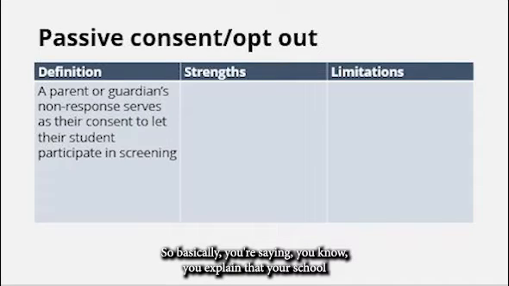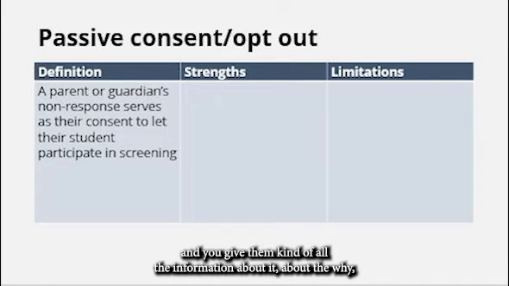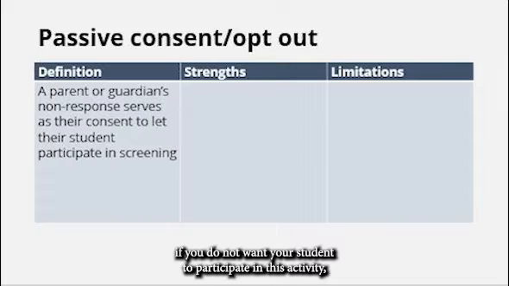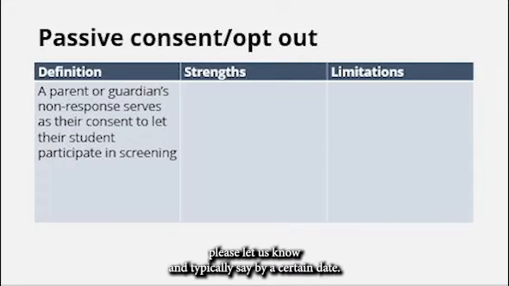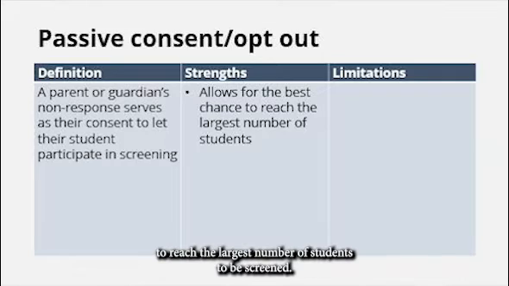So basically you explain that your school is going to be doing the screening, and you give them all the information about it, the why, the how, the when, and then at the end say, if you do not want your student to participate in this activity, please let us know, and typically say by a certain date. The strength of this approach is that it allows the best chance to reach the largest number of students to be screened.